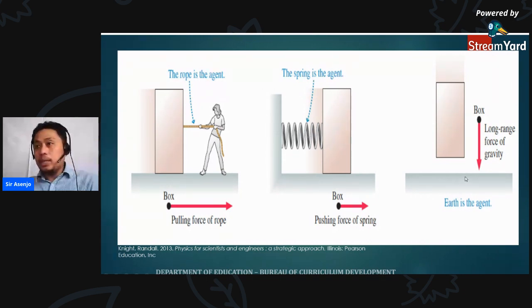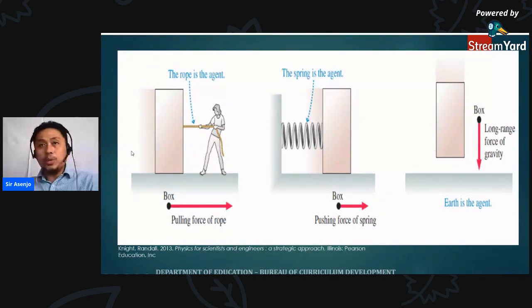Okay. Third example is a box, represented by the dot, and then the long range force of gravity. This is the ground. Okay, the ground. So in this case, what is the agent of the force? Of course, the earth is the agent of the force.